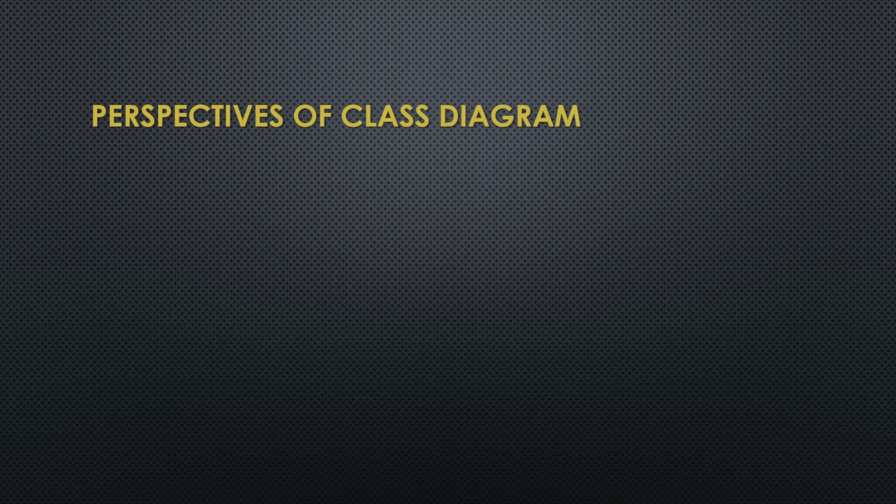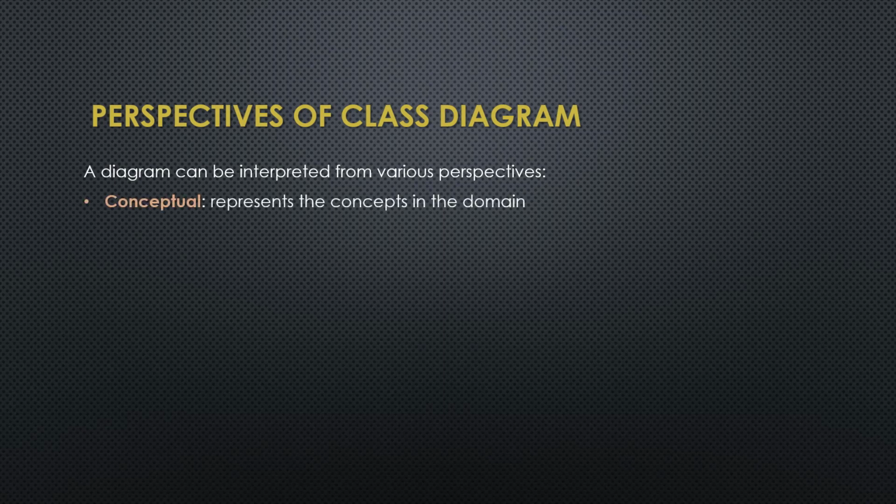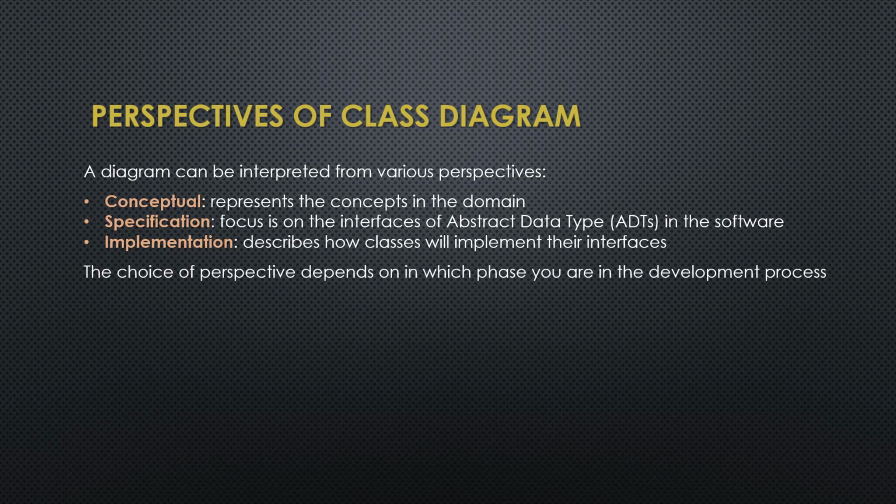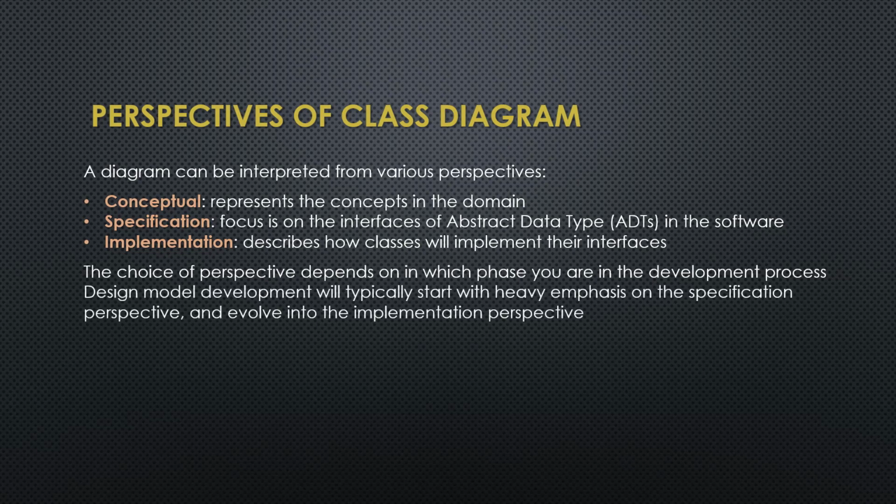Perspectives of class diagram. A diagram can be interpreted from various perspectives. Conceptual represents the concepts in the domain. Specification focus is on the interfaces of abstract data types, or ADTs, and the software. Implementation describes how classes will implement their interfaces. The choice of perspective depends on which phase you are in the development process. Design model development will typically start with heavy emphasis on the specification perspective and evolve into the implementation perspective.